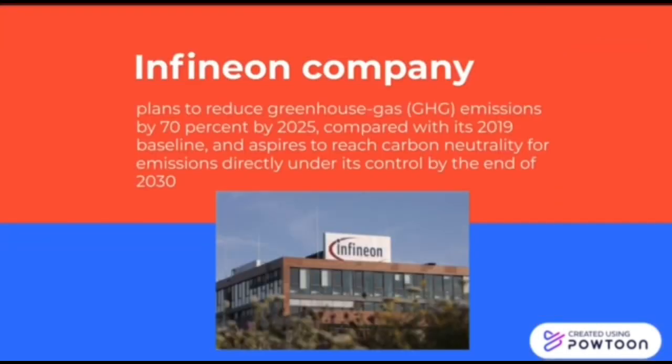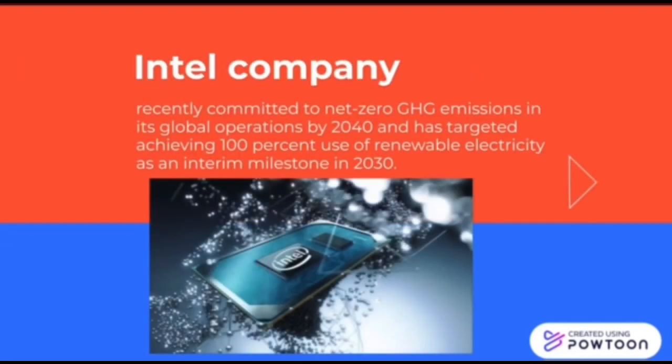This is about Infineon Company, which plans to reduce greenhouse gas emissions by 70% by 2025 compared with 2019. Next, Intel Company recently committed to net zero greenhouse gas emissions in its global operations by 2040 and has targeted achieving 100%.